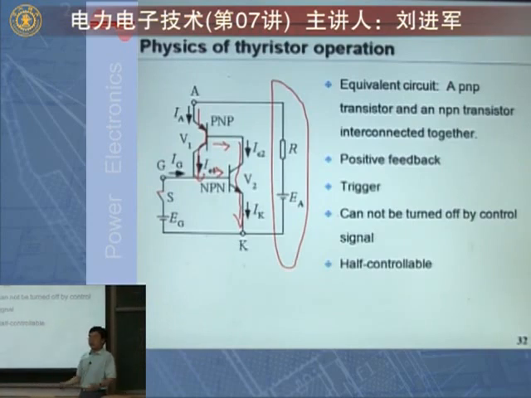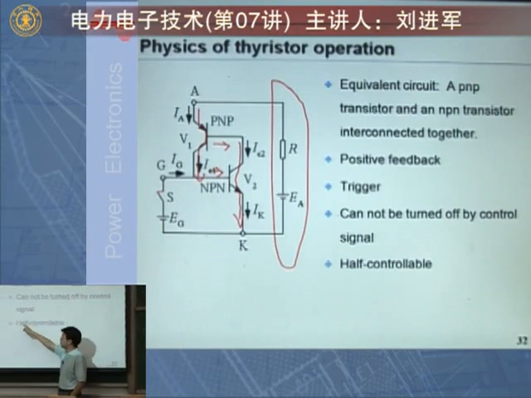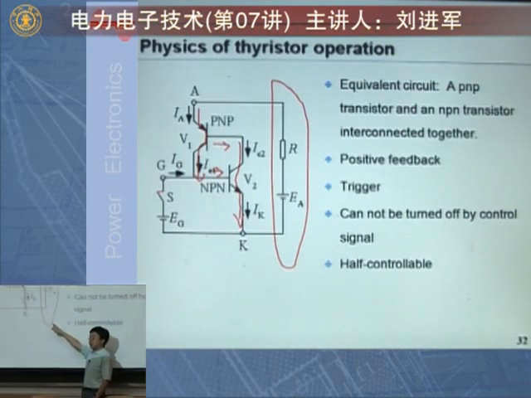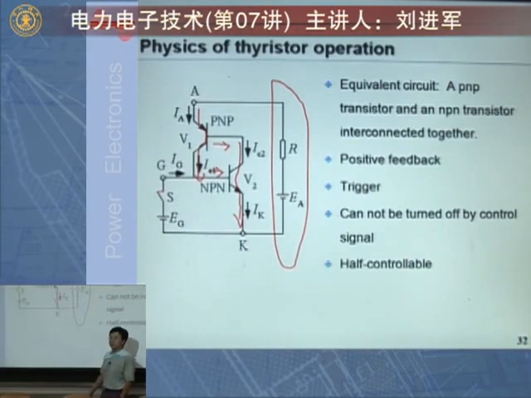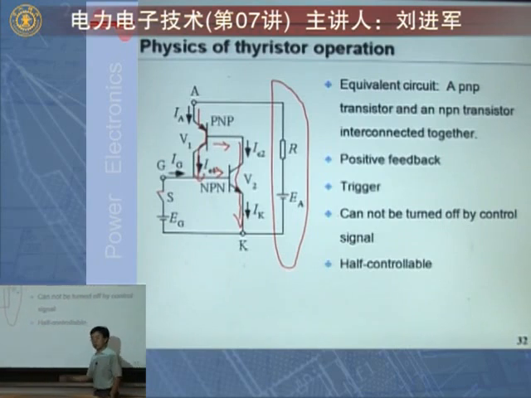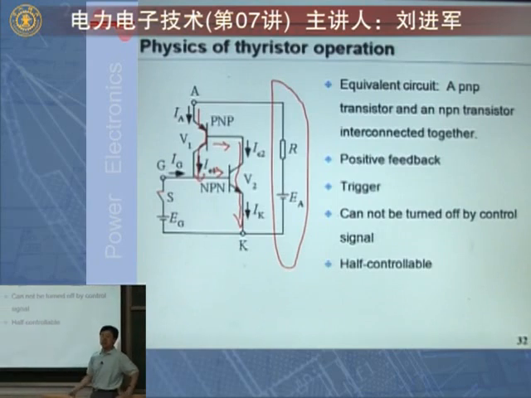The thyristor will be turned off. Looks like that's the only possible way to have the thyristor turn off. So it cannot be turned off by control signal. The only way to turn it off is through the outside circuit to decrease the current flowing through the thyristor to zero. When the current flowing through the thyristor is decreased to zero, then it is turned off.